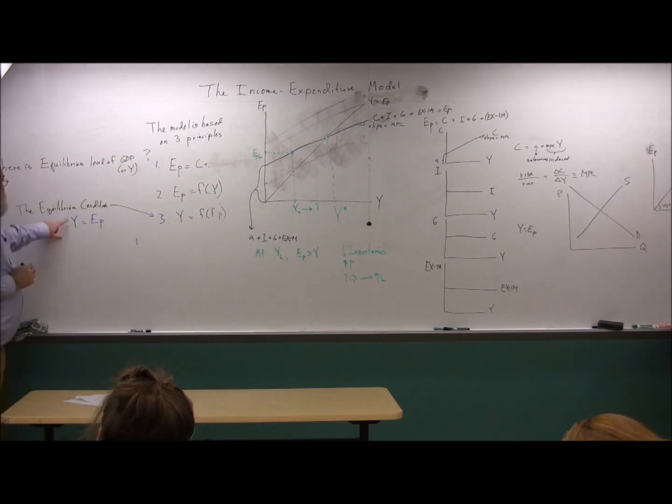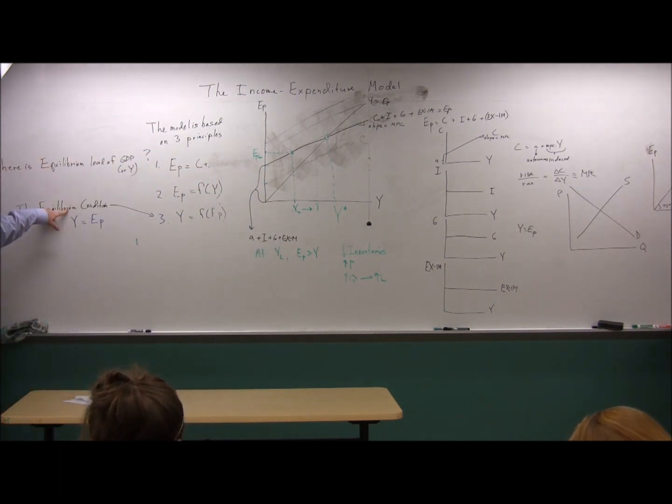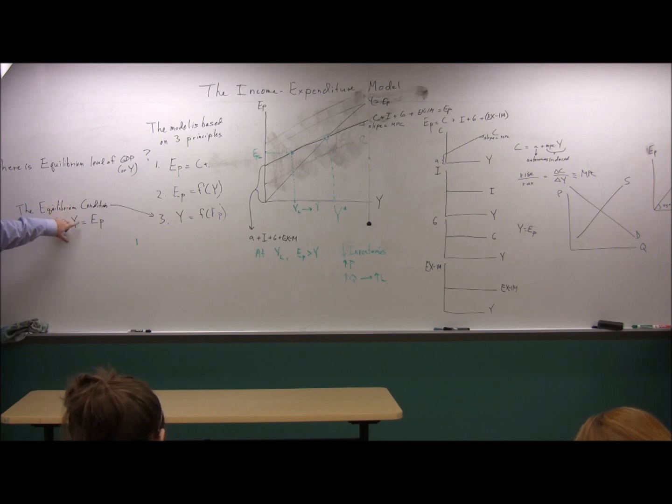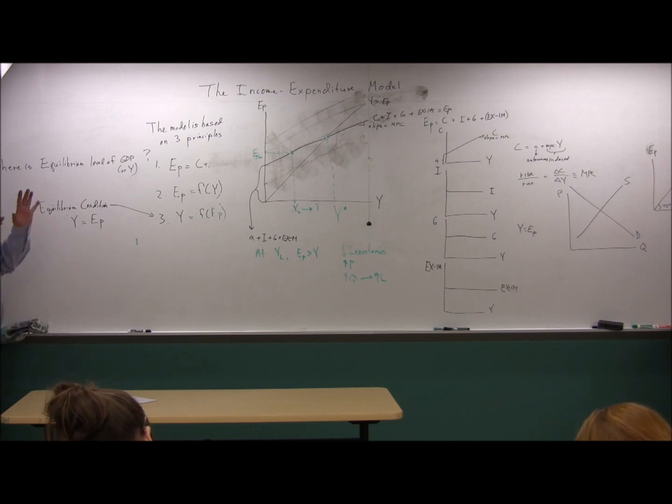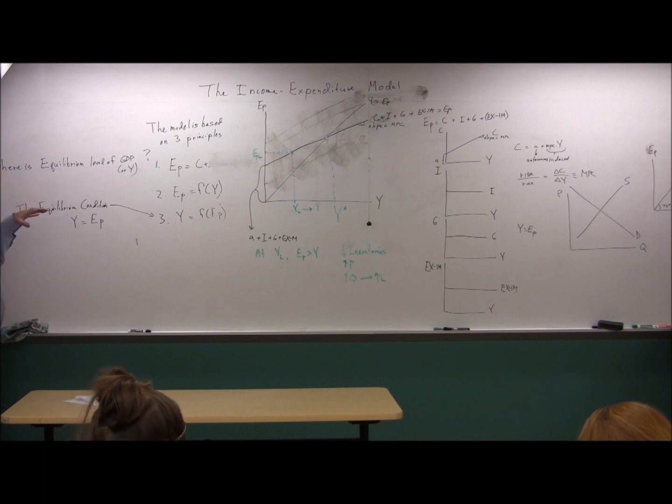That's the equilibrium level of GDP, where Y equals EP. Once we're there, everything stops. The price stops rising, production stops increasing, the inventory stops falling, everything is stable. And that's what we want, to be in equilibrium.